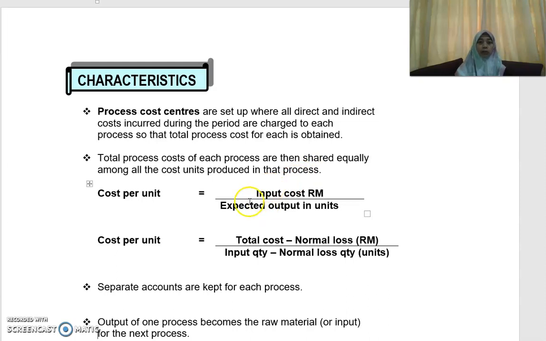So how are you going to calculate the average cost? The basic idea is how much cost you have incurred. For example, if you have incurred 10,000 ringgit, and the output during that period is 1,000 units, then 10,000 divided by 1,000 units gives you 10 ringgit per unit. As simple as that, that's how you calculate the cost per unit. That is the input cost divided by the expected output in units.